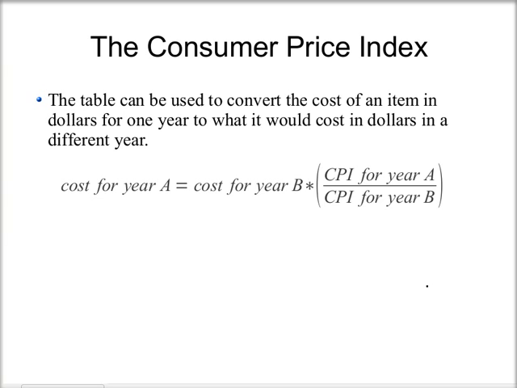We can use the Consumer Price Index table to convert the cost of an item in dollars for 1 year to what it would cost in dollars in a different year. So if we know the cost for a year B and we know the Consumer Price Index for the years A and B, then we can figure out the cost of that item in the year A. So let's look at a short example of that.